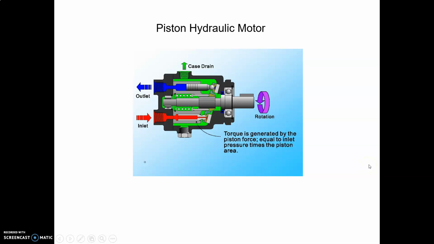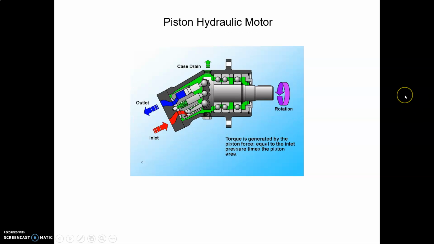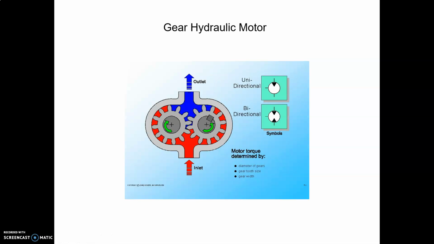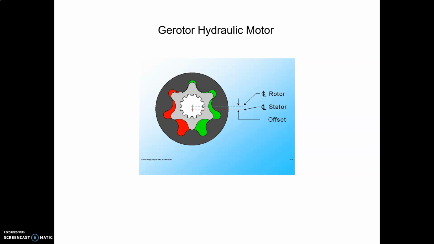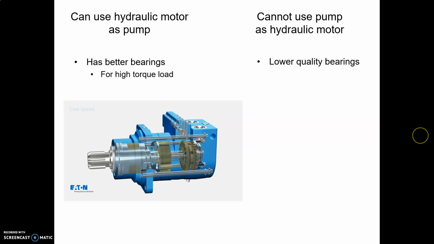And there are several flavors of hydraulic motor, just like there are flavors of pump. There are piston motors, and here you can see this is like a swash plate motor. Here's a bent axis piston motor. Notice the similarity with pumps. Here's a gear hydraulic motor. Again, looks like a pump. Here's a gerotor hydraulic motor. Looks like a pump. And in fact, there are a lot of similarities between hydraulic motors and pumps.